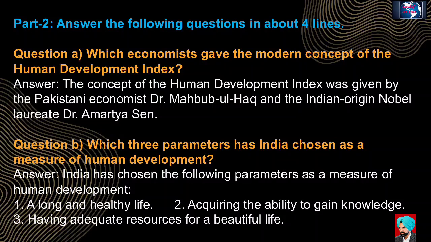Question B. Which 3 parameters has India chosen as a measure of human development? Answer: India has chosen the following parameters as a measure of human development. 1. A long and healthy life. 2. Acquiring the ability to gain knowledge. 3. Having adequate resources for a beautiful life.